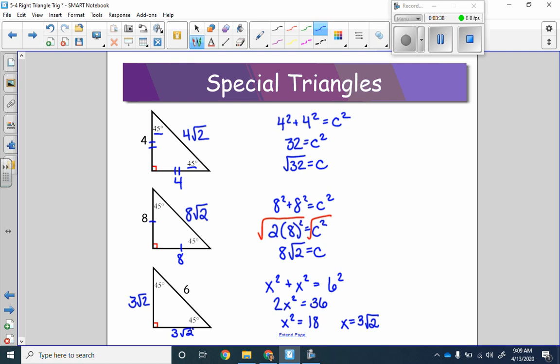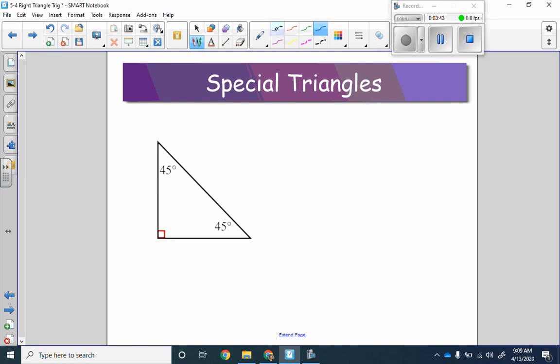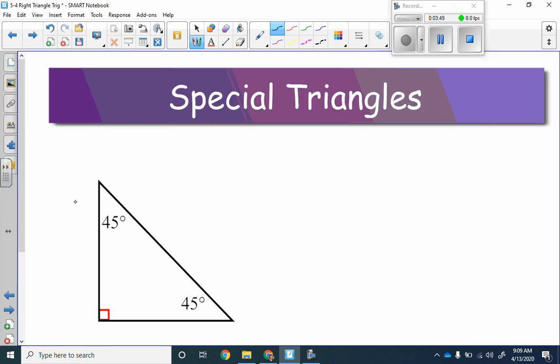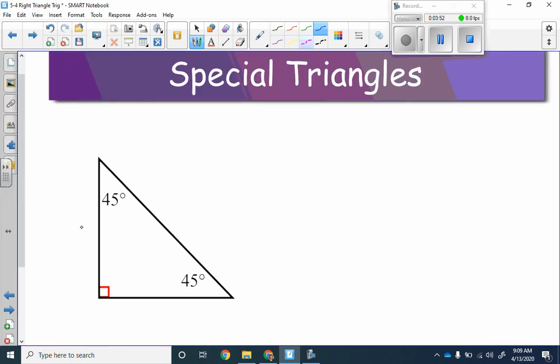Now, you might have remembered a shortcut with special triangles, especially 45, 45, 90 triangles. Going back to the whole page here, that tells us that our two legs of the right triangle have to be congruent to each other. And then your hypotenuse is one of those legs times the square root of 2. That right there is just giving us that shortcut.